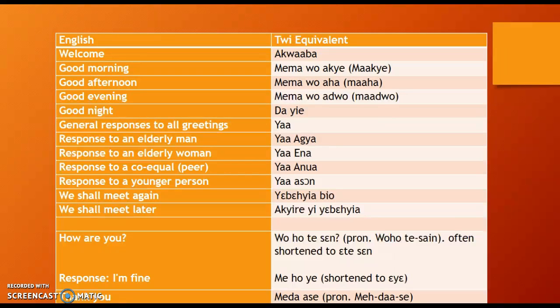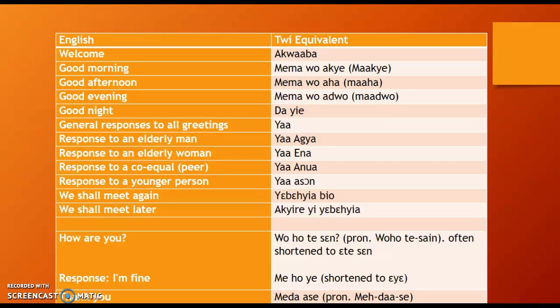And after we have met and it's time to part, we'll say things like we'll meet again or see you later, and that is Yebehyia bio. Later we would meet, or see you again. So when I say Yebehyia bio, it means we shall meet again or see you later. This is actually a way of saying goodbye. You could say bye bye, Yebehyia bio.